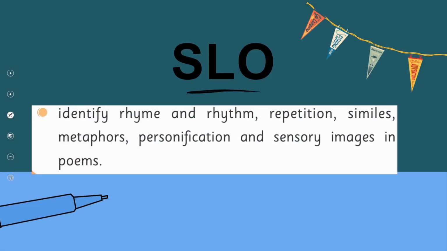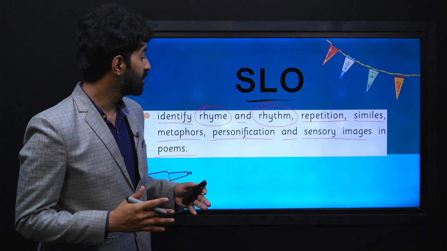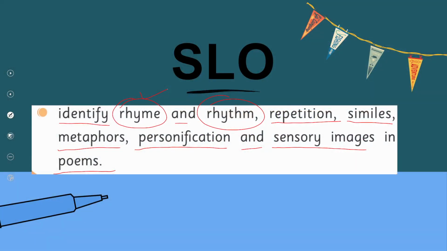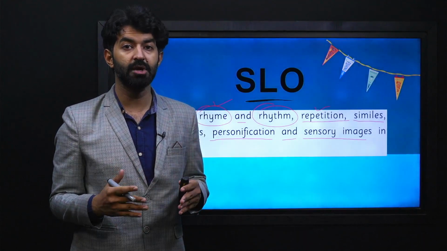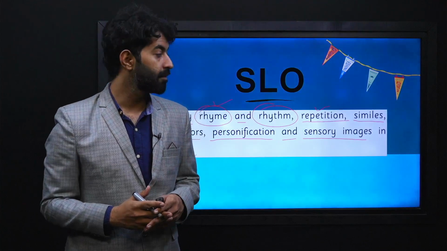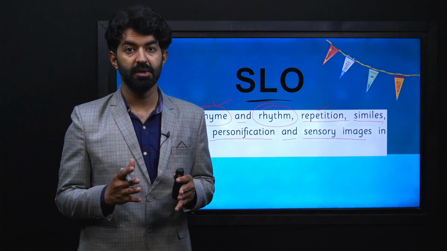So my dear learners, our students learning outcome is identify rhyme and rhythm, repetition, similes, metaphors, personification, and sensory images in poems. Now, my dear learners, we are only going to see rhyme and rhythm, repetition or alliteration as we call it, similes, metaphors, and personification, and we will deal with sensory images in poems later in any other video lesson. So these are the things that we are going to achieve specifically in poems and in poetry.